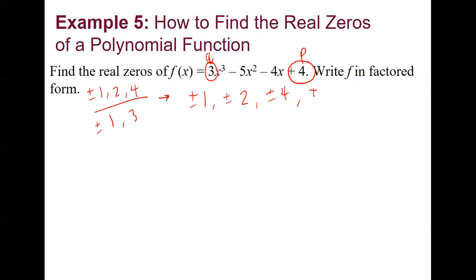We have plus or minus, where are we at? 1, now we're on the 3. So 1 divided by 3 is plus or minus 1/3. Plus or minus 2/3. And plus or minus 4/3.